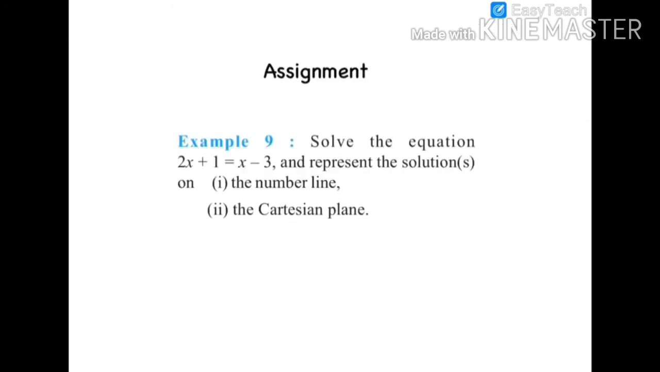With this, we come to the end of this video lesson. Your assignment for today is this example question from the NCERT textbook. Solve this equation and reduce it to the standard form, and then represent the solutions on the number line and on the Cartesian plane. This means that in the first case you will represent this equation as an equation in one variable, and in the second case you will represent this equation as an equation in two variables.